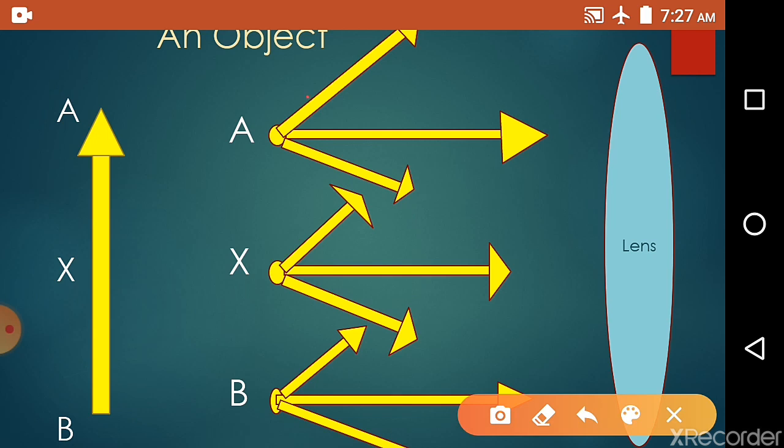Here point A is acting as a source of light and sending light rays in every direction. There are also rays going out from A toward the left, but here we are considering only some of the rays which are going toward a lens that is kept in front of the object. The point X and the point B also send rays.